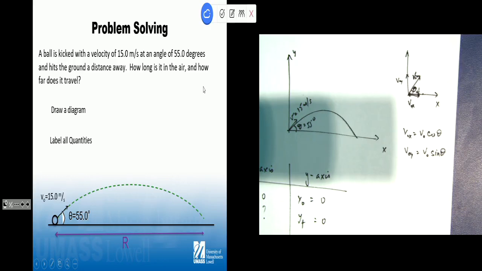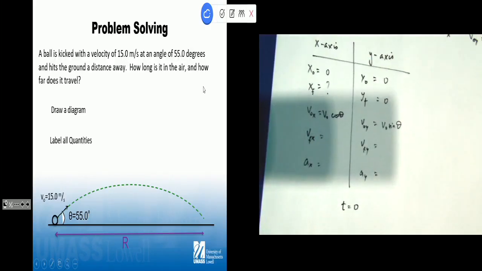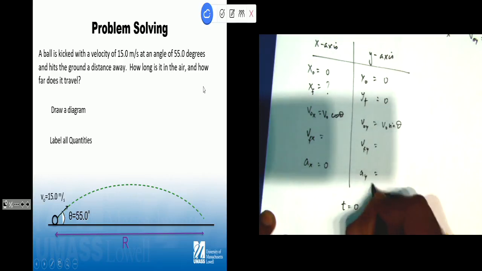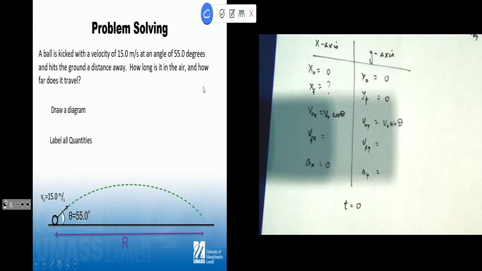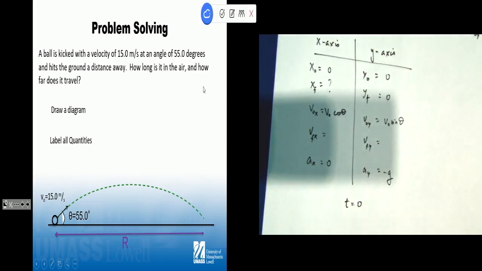My final velocity in the x-axis and my final velocities in the y-axis depend, of course, on the accelerations. The acceleration in the x for any projectile is 0. The acceleration in the y is g downwards. I took upwards positive, right? So acceleration in the y is minus g. Everyone with me so far? Okay, I'm going a lot faster, obviously, because we've done this before.